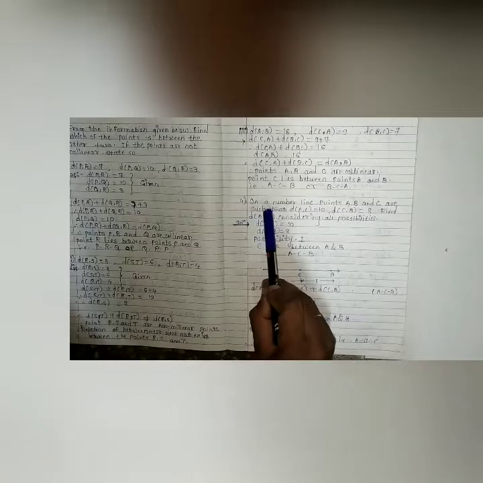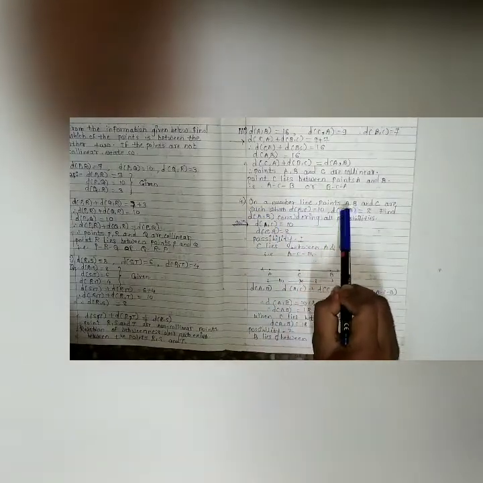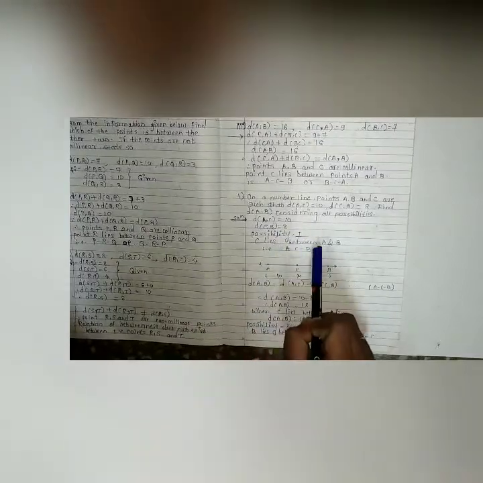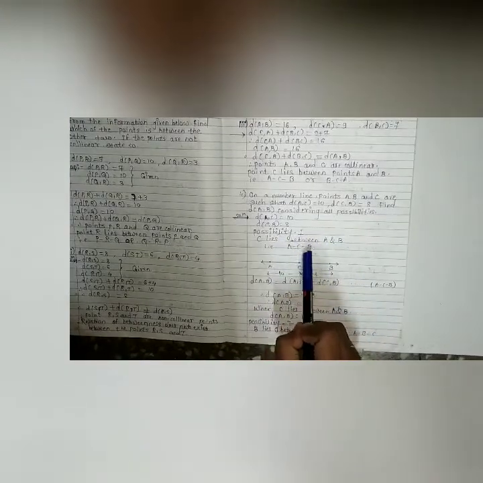Now example number 4: on a number line, points A, B and C are such that distance AC is equal to 10, distance CB is equal to 8. Find the distance AB, considering all possibilities. Here, to find the distance AB considering all the possibilities, there are 3 possibilities. The given data is distance AC is equal to 10, distance CB is equal to 8. Possibility first is C lies between A and B. Symbolically it is represented as A-C-B, meaning C lies between A and B.